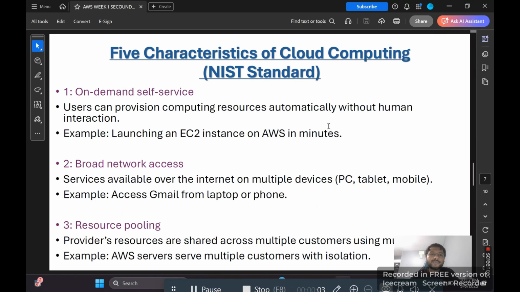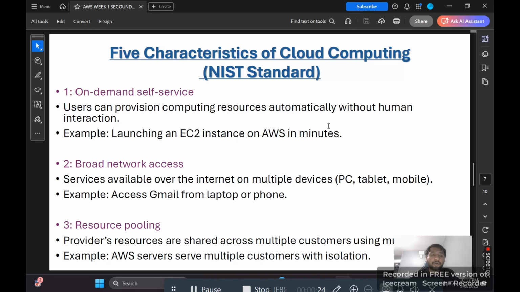Now another topic is the five characteristics of cloud computing, per the NIST standard. First, on-demand self-service. Users can provision computing resources automatically without human interaction. Example, launching an EC2 instance on AWS in minutes.